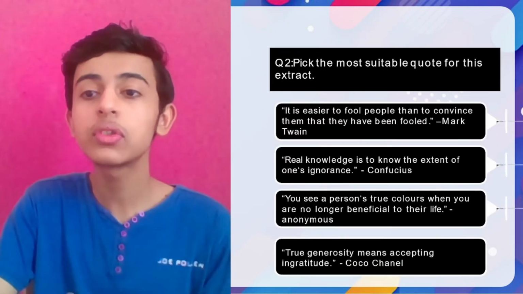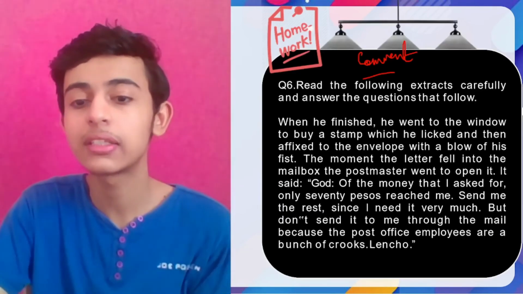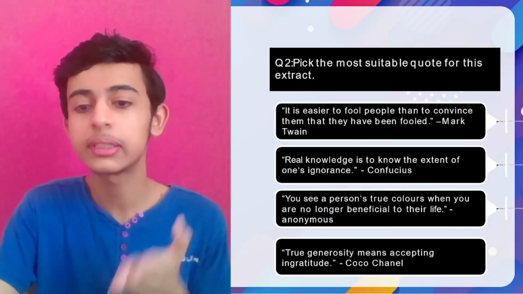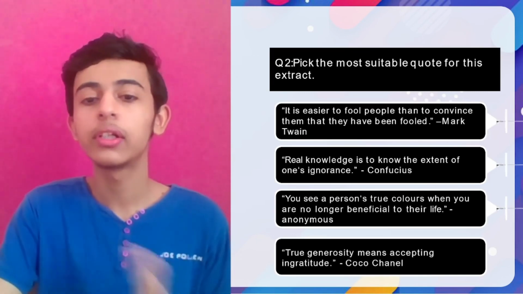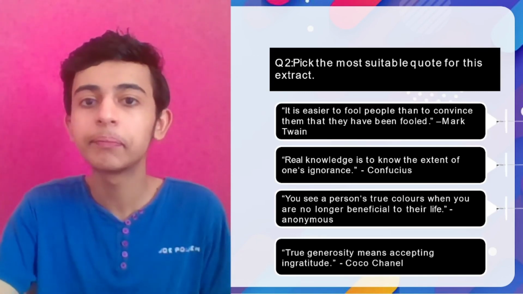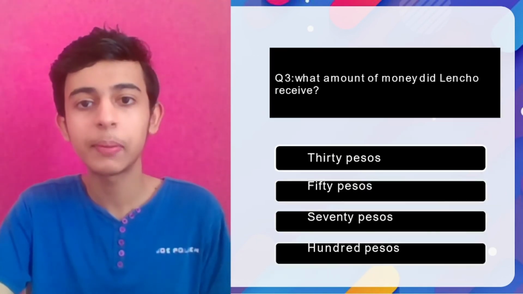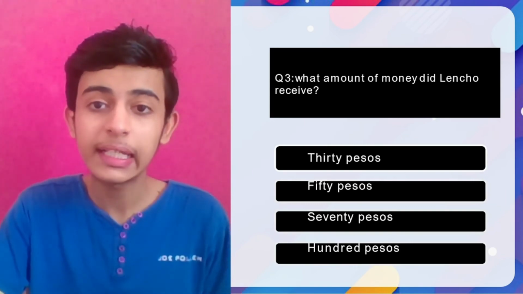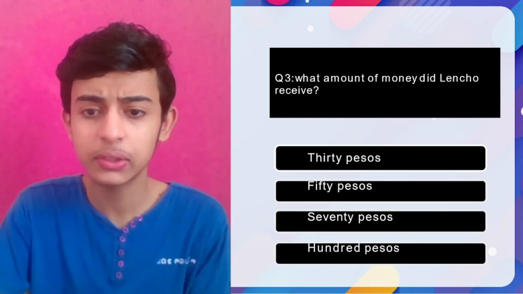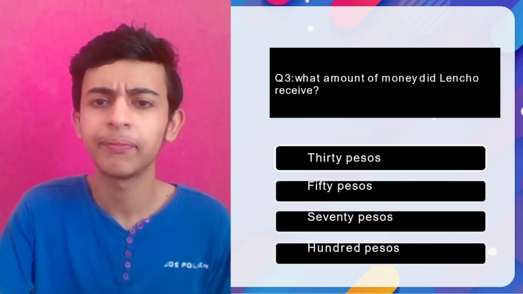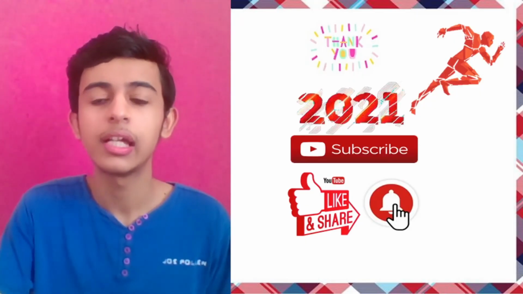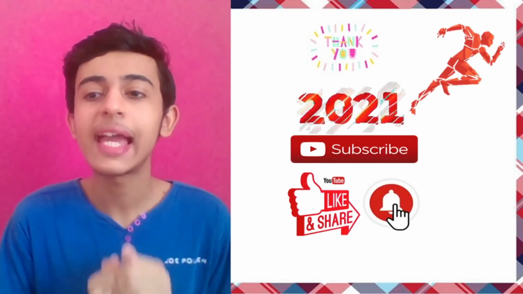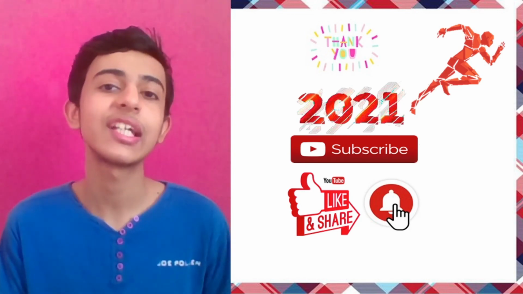Second, pick the most suitable quote for this extract. So with this extract, what is the most suitable quote? You can just see. Here are all the quotes. You can read, pause the video and read. Okay, you must have read. Third, what amount of money did Lencho receive? 30 pesos, 50 pesos, 70 pesos, 100 pesos. Easy peasy. Read? Good.